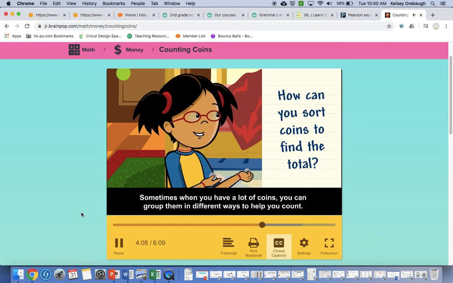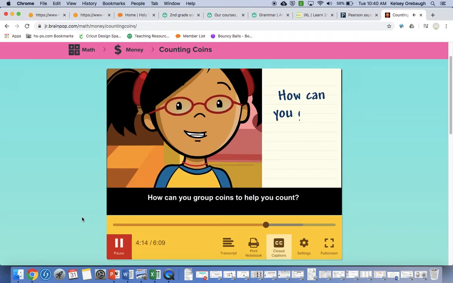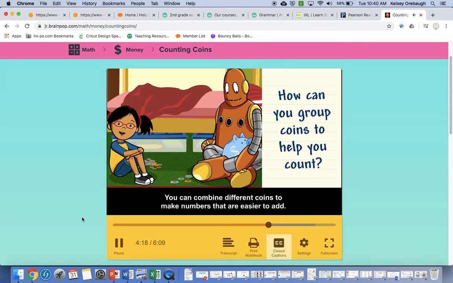Sometimes, when you have a lot of coins, you can group them in different ways to help you count. How can you group coins to help you count? You can combine different coins to make numbers that are easier to add.